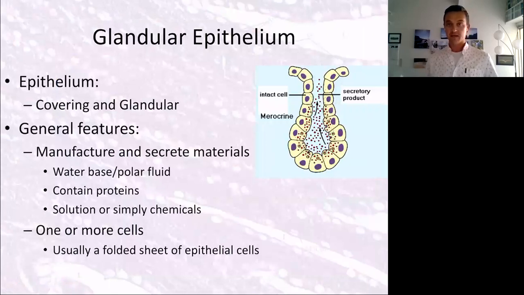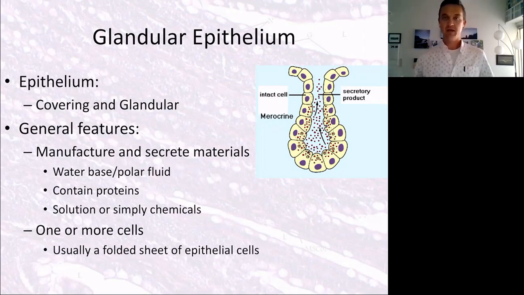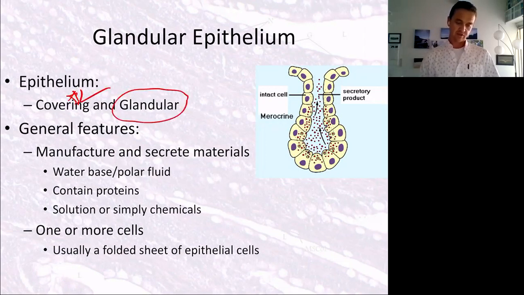Okay, and that's kind of the basics of those tissue types in the epithelium, and that's the lining and covering portion. Now we're going to transition to talk about the glandular part of the epithelium. Okay, so the epithelium, again, the covering part, we just did that, right? But what about the glandular part?